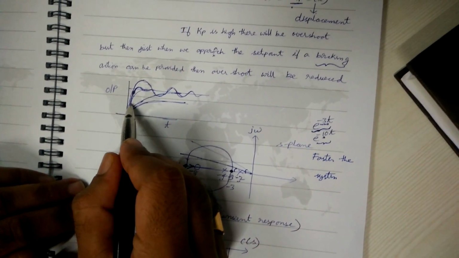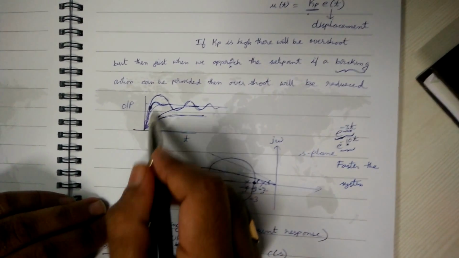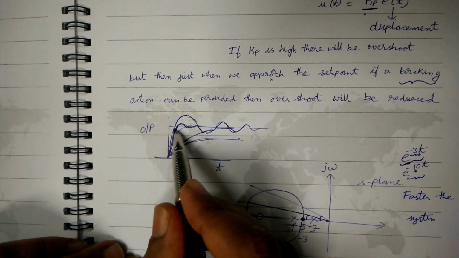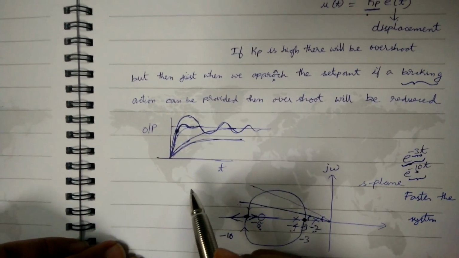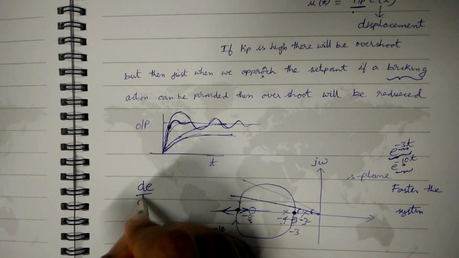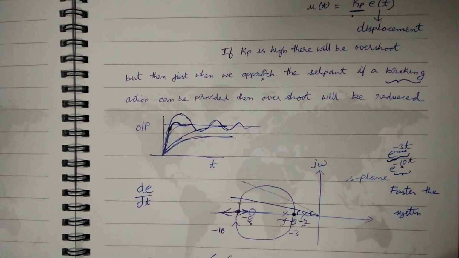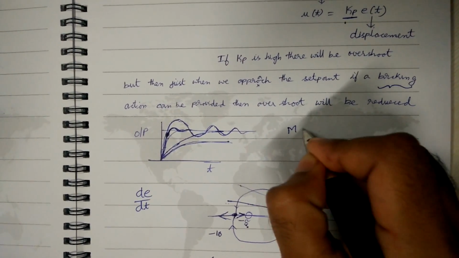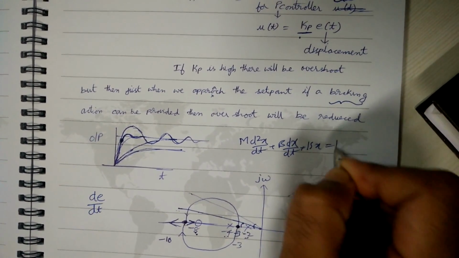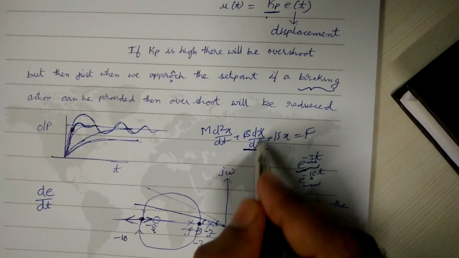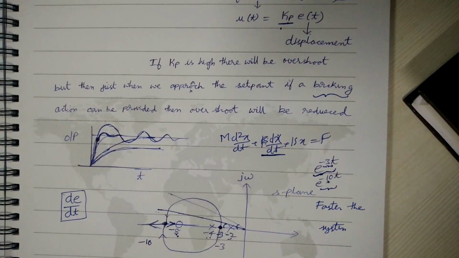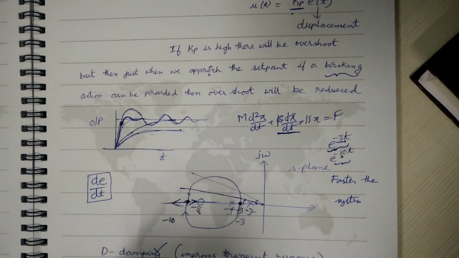This can be seen in the output response of the plant. The system will have a faster response, but the overshoot will not be there. The term dE by dt represents the damping. Even in a spring mass damper system, the coefficient of dx by dt represents the damping. So the dE by dt term, or D controller, improves the transient response of the system.